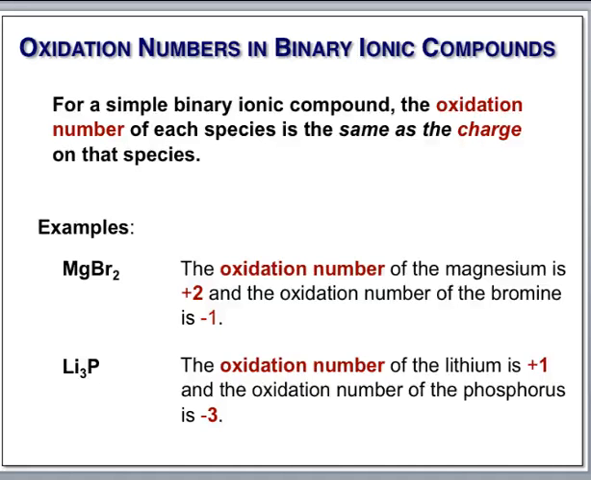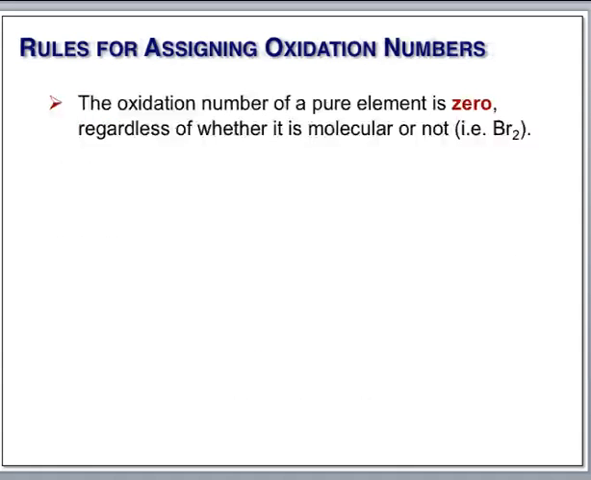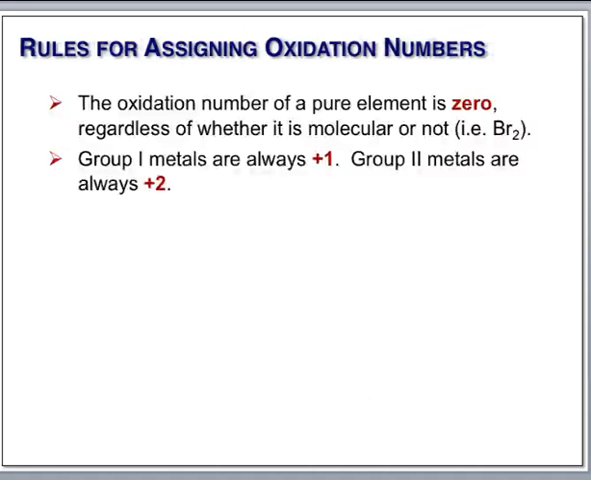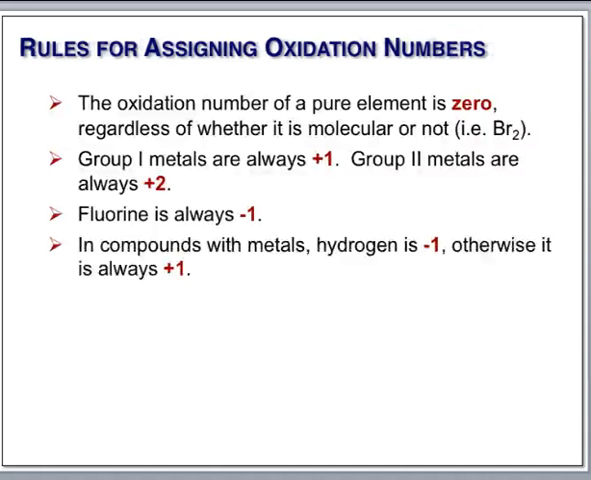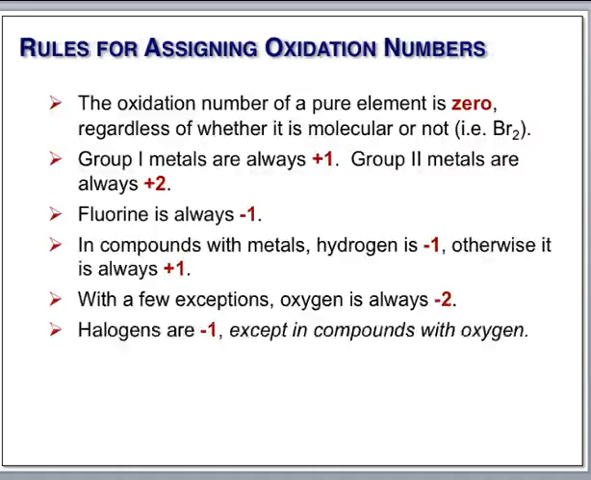Now for a molecular compound, I showed you this set back in chapter 2 or 3 or something. We have rules for assigning oxidation numbers. These rules appear in an order, and they're in this order because you start at the top and work your way down. If the rule is up here somewhere, it wins.